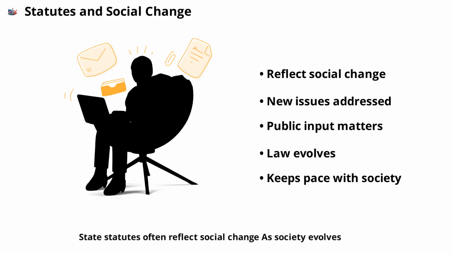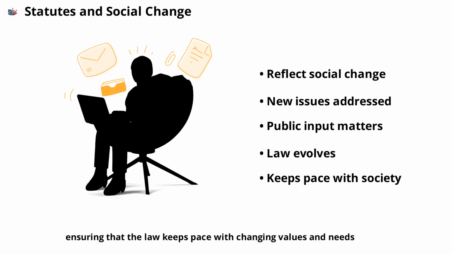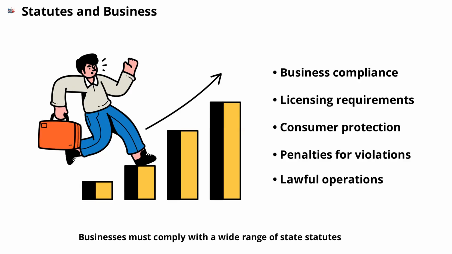State statutes often reflect social change. As society evolves, legislatures may pass new statutes to address emerging issues, such as technology, health, or civil rights. Public input and advocacy can influence the creation and amendment of statutes, ensuring that the law keeps pace with changing values and needs.